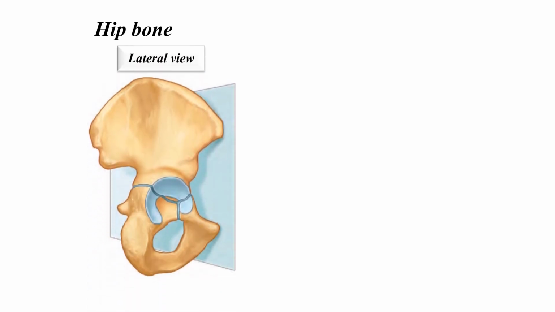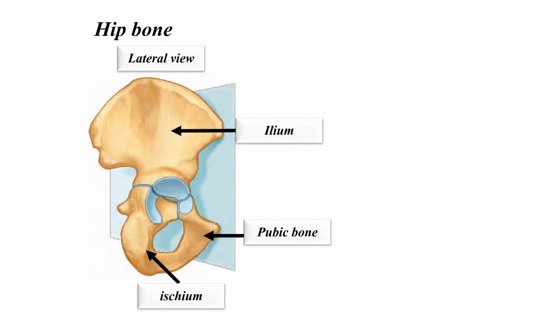In this slide, we will show the hip bone from the medial and lateral view. On the left side of the slide, this is the lateral view of the hip bone. This is the pubic bone, which forms the anterior and the inferior part of the hip bone, while the ischium forms the posterior and inferior part. The superior part is formed by the ilium. The three bones, the ilium, ischium, and the pubic bone, are articulated with each other at the acetabulum.